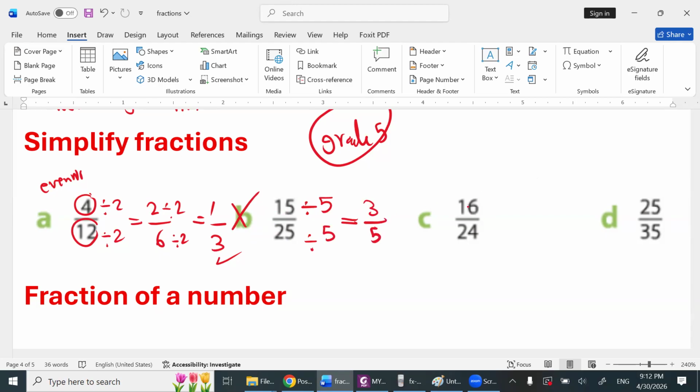16 and 24, both of them are even. You can divide by 2 and make it step by step, or you can divide by 4 and make it shorter, or even you can divide by 8 in one step. So it will be 16 divided by 8 gives you 2, and 24 divided by 8 gives you 3. 25 over 35, you can divide by 5 up and down, it will be 5 over 7.